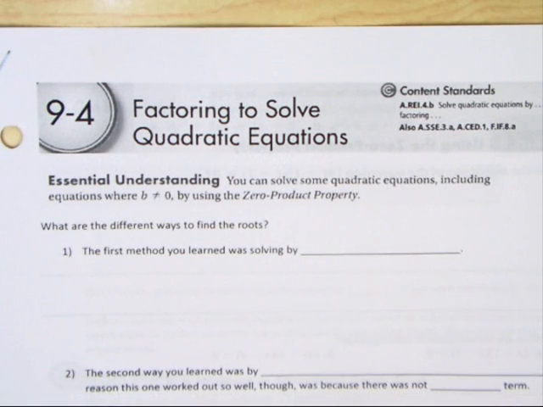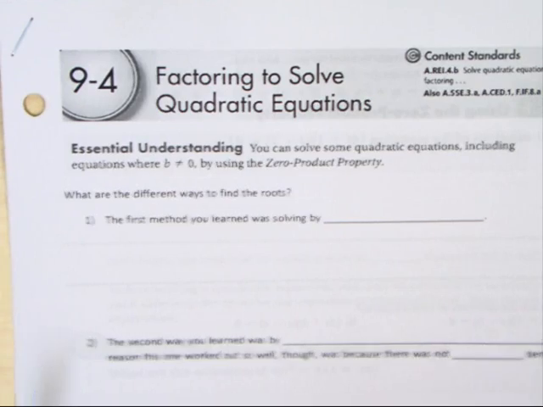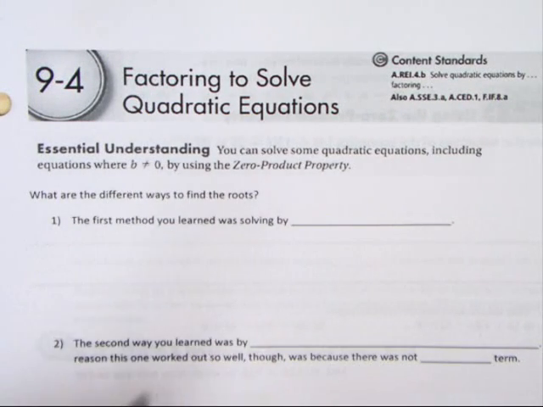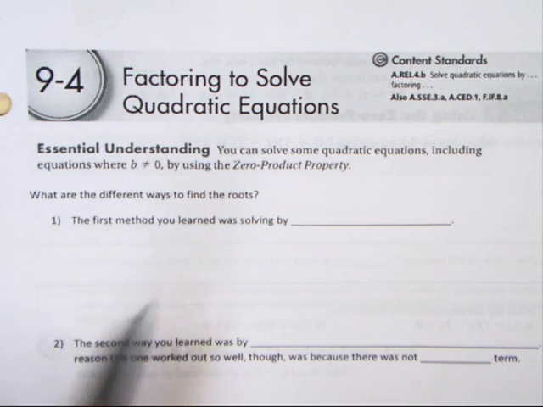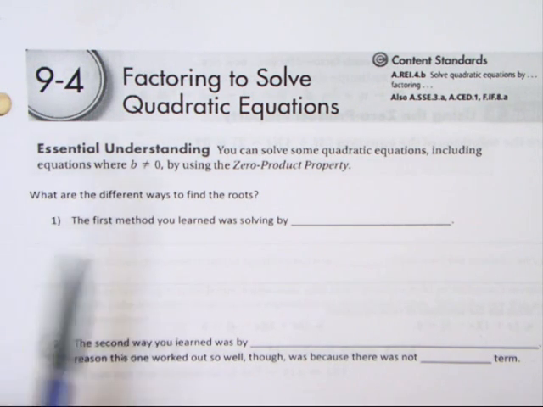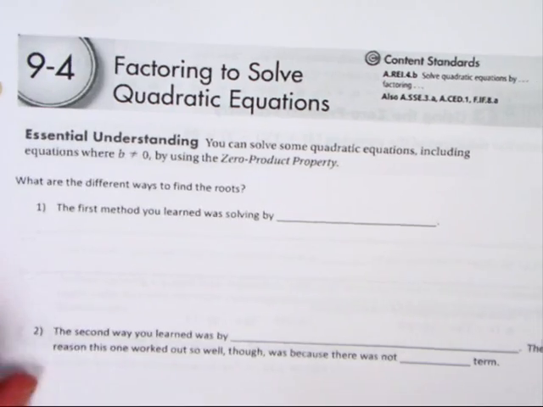In Chapter 9, Section 4, you are going to learn one more way to solve, and it's called factoring. If you wondered why we studied Chapter 8, you can tell that since we're going to factor here, Chapter 8 was probably pretty important. You can solve any quadratic equation where b is not 0 by using what we call the zero product property.